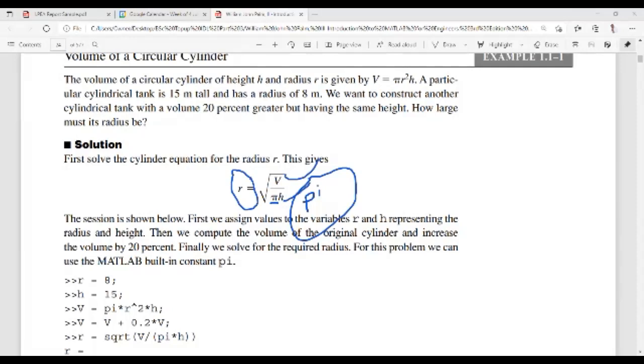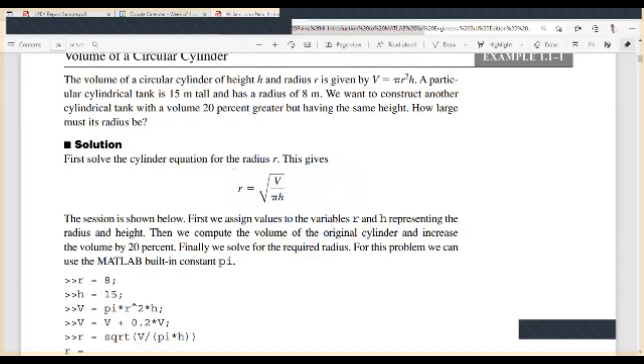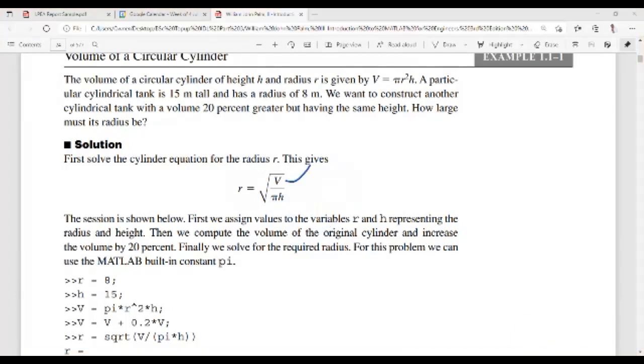Are you okay with this point? Study it very carefully. I think if he wants anything, he can come. He can give you V and he can give you H, and he will ask you to find R using MATLAB as a volume of cylinder. He can also give you R and H and ask you to find V.